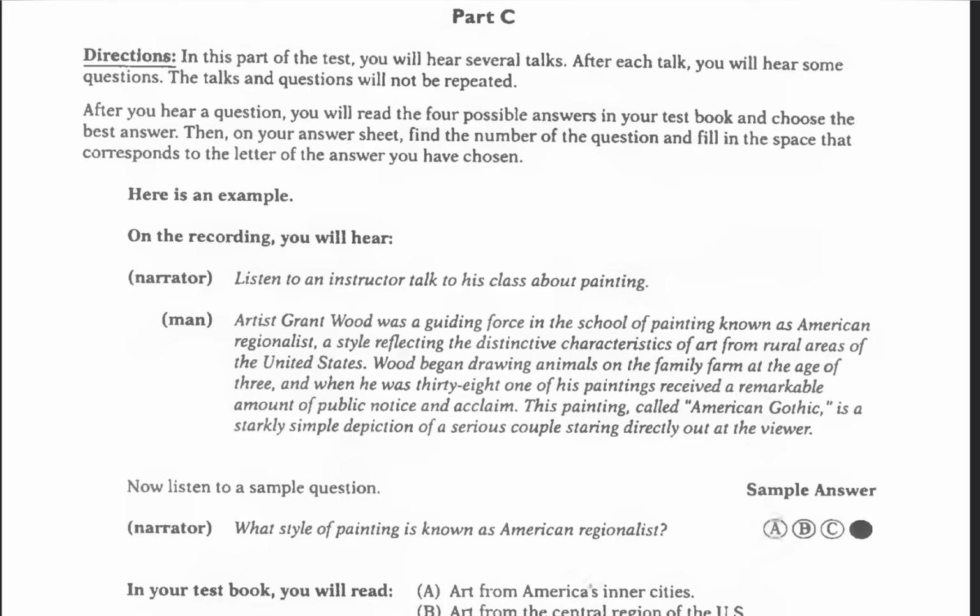Here is an example. On the recording, you will hear, listen to an instructor talk to his class about painting. Artist Grant Wood was a guiding force in the school of painting known as American Regionalist, a style reflecting the distinctive characteristics of art from rural areas of the United States. Wood began drawing animals on the family farm at the age of 3, and when he was 38, one of his paintings received a remarkable amount of public notice and acclaim. This painting, called American Gothic, is a starkly simple depiction of a serious couple staring directly out at the viewer.